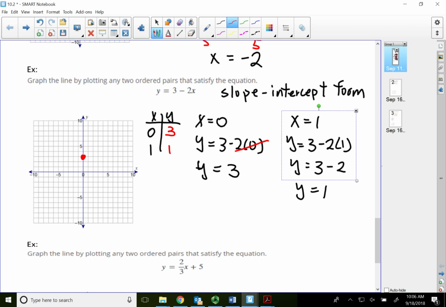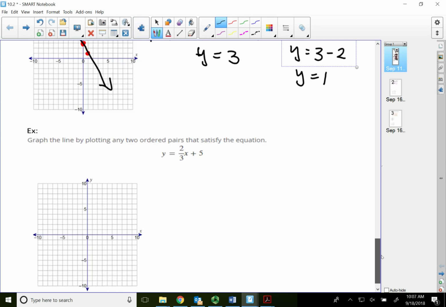Second point, (1, 1): starting from the origin again, go to the right 1, up 1, and click on it. It will graph the second point on the homework. Once I have 2 points, I can connect them with a line, and that line is the graph of the equation y equals 3 minus 2x.